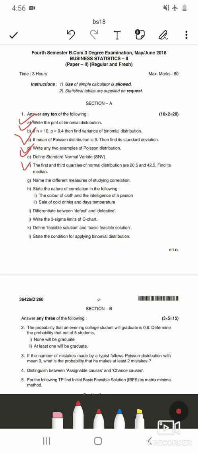And one more question: they have given the first and third quartiles of a normal distribution as 20.5 and 42.5, and they have asked for the median. So the median will be the mean of the first and third quartiles. We have solved a similar problem in the class, so refer to it. So again, 6 questions from section A, so 12 marks.